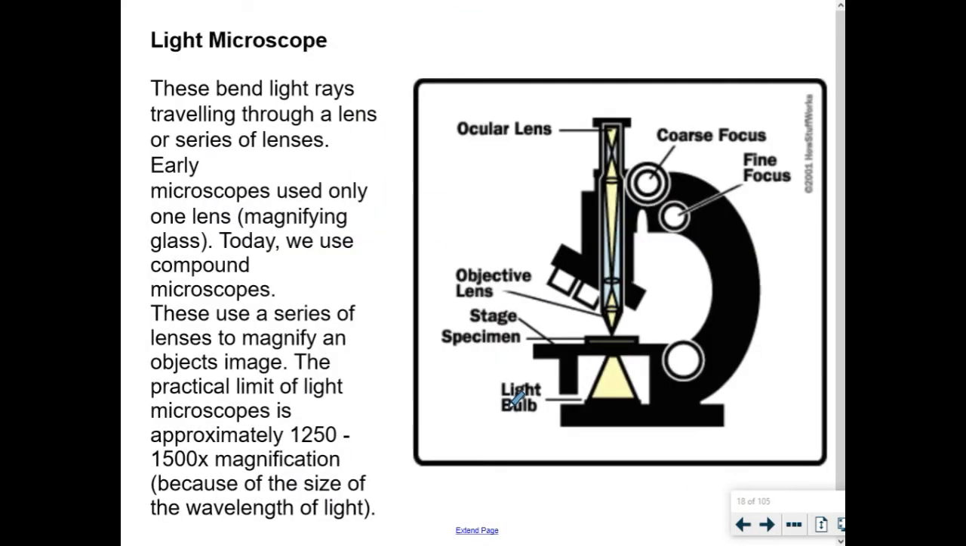Okay. Here's your basic light microscope. How does a light microscope work? It's all about optics and lenses. Okay. Inside your basic light microscope, there are 2 lenses.